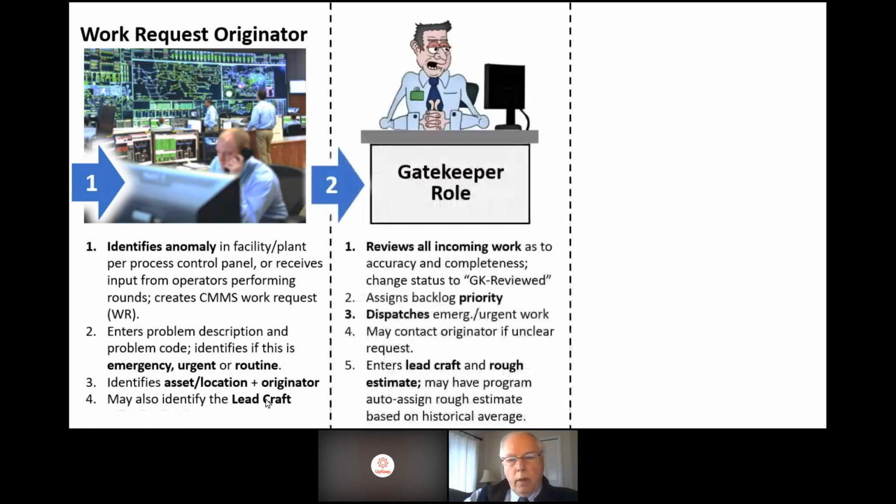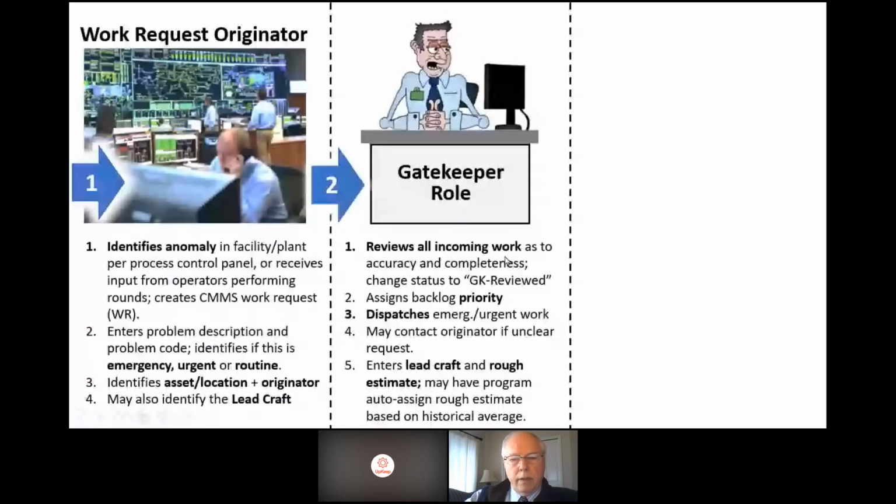Gatekeeper role. Now, I would believe, I'm going to guess rather, that the majority of all people on this call do not currently have a gatekeeper role. I believe this role, if introduced, would add substantial value to your process and data accuracy. This person reviews all, this could be a call center role. Some industries like universities have call centers. This person would review all incoming work.